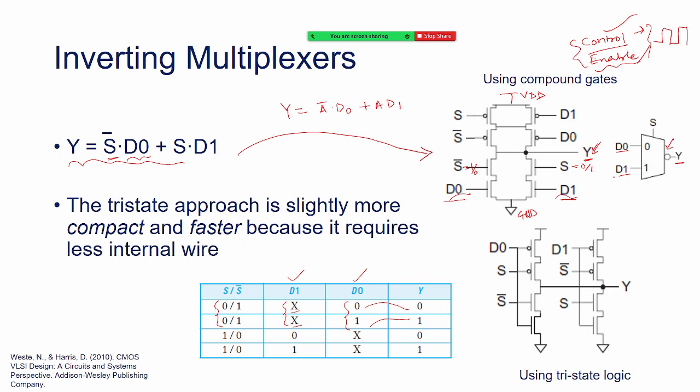We are saying Y gets connected to D0 when S equals 0, when the control is 0. So the output gets connected to the inputs D0 or D1, see the OR function, based on the control inputs. Simple. So it's a non-restoring network.